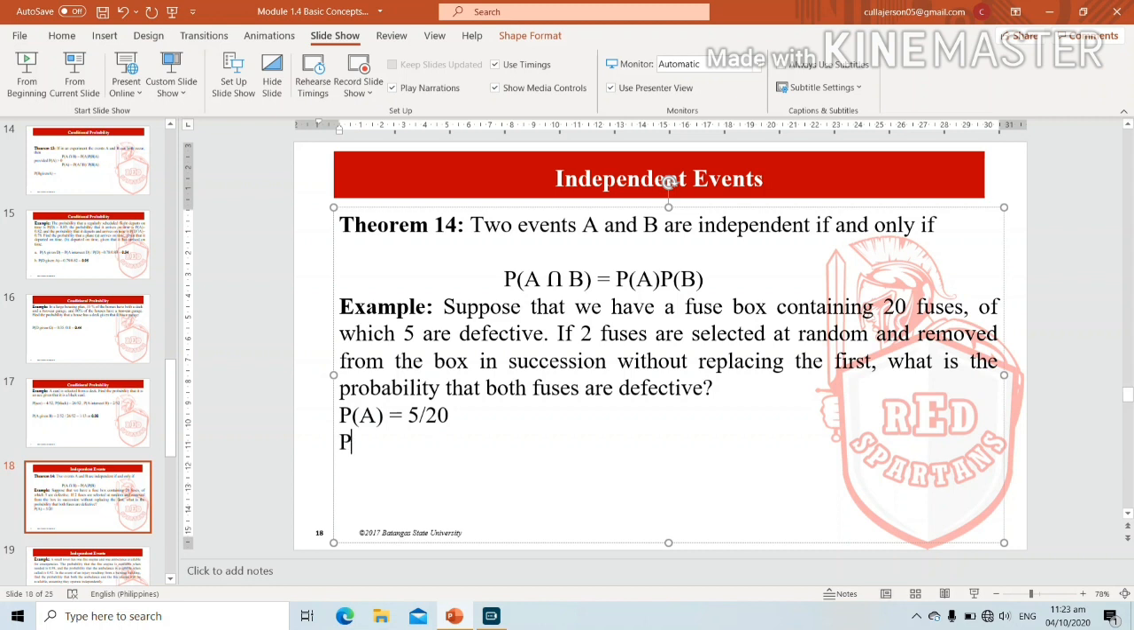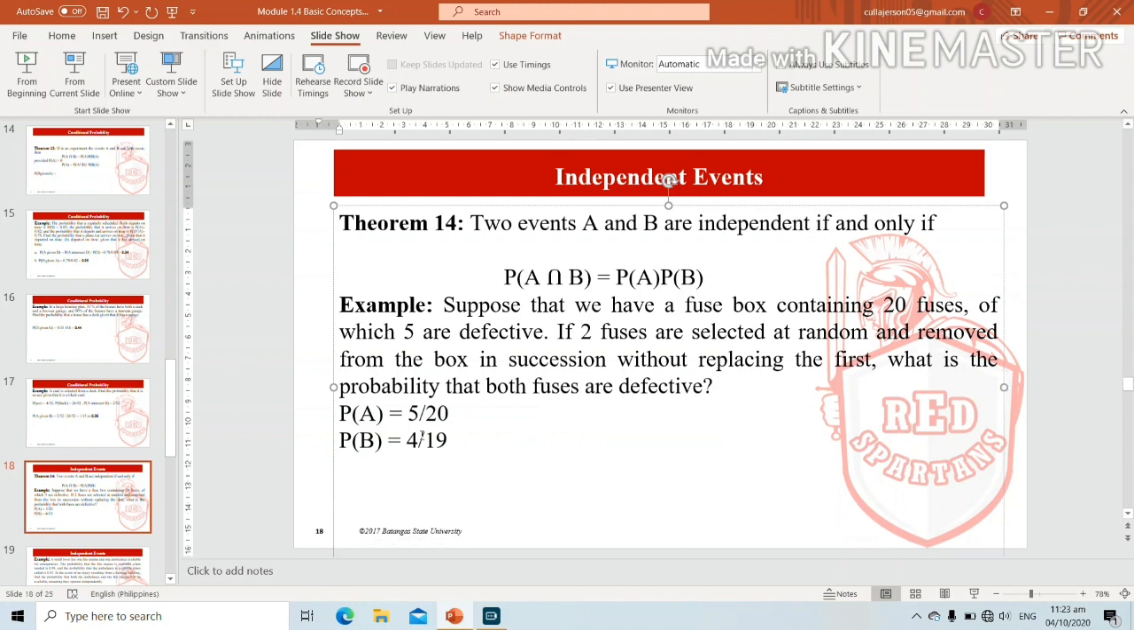Then, kung nabunot na natin yung unang defective fuse, ano naman yung probability para sa second fuse natin? So, ibig sabihin, kung nabunot na natin, mababawasan na yung 5. 4 na lang yung natitira. Then, ang total, syempre, hindi na rin 20 kasi nabawas mo na yung isa. Kaya, 4/19.